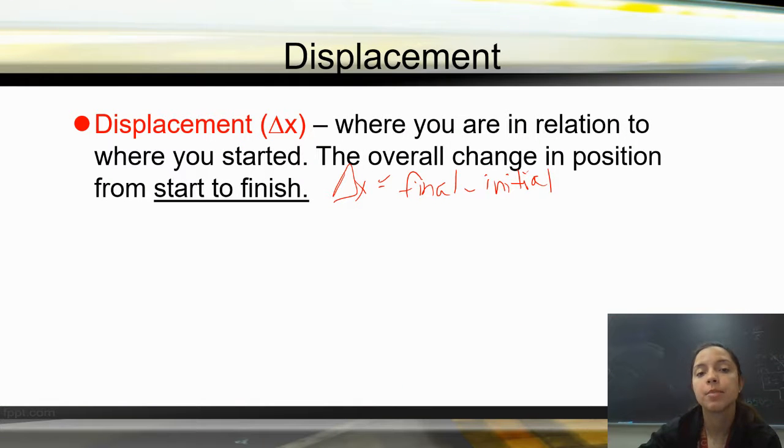When we talk about displacement, we're talking about the change in that distance. So the starting point minus the final point. So displacement is where you are in relation to where you started, the overall change in position from start to finish. The equation's right here. That triangle means change. The x, remember from before, is a distance. And it equals final minus initial.